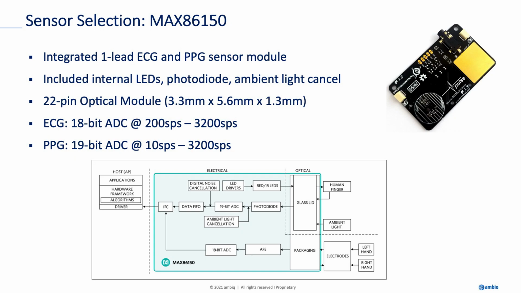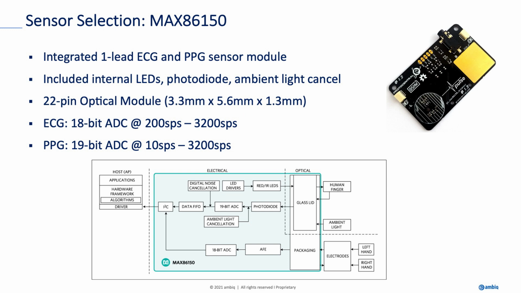So just quickly on the sensor selection, it's the MAX86150. I think it's 1.8 volt logic, and it includes both a 1-lead ECG and a PPG sensor. That PPG includes 2 LEDs. One, I think, is infrared or green, and then it also has another one for ambient light, so it can basically remove that for you automatically. And it's in a fairly small package.